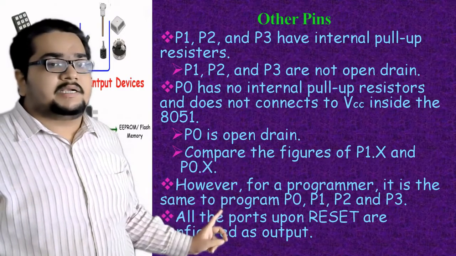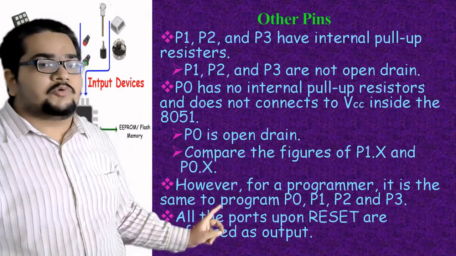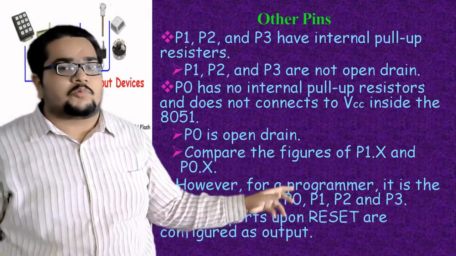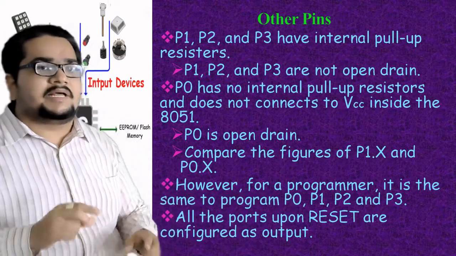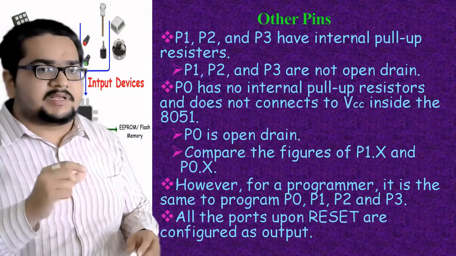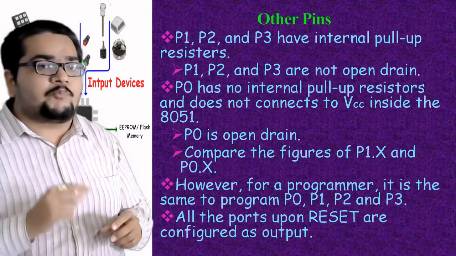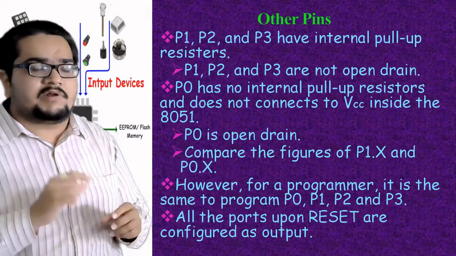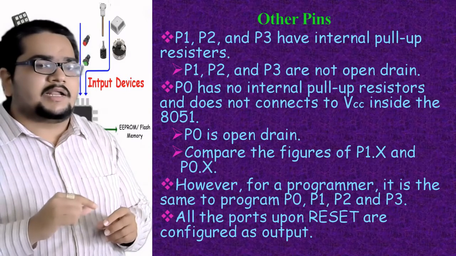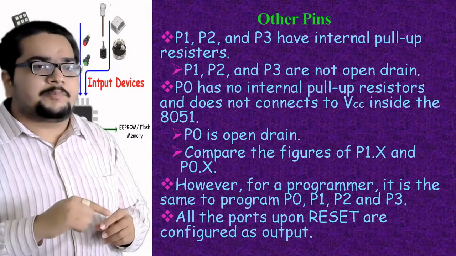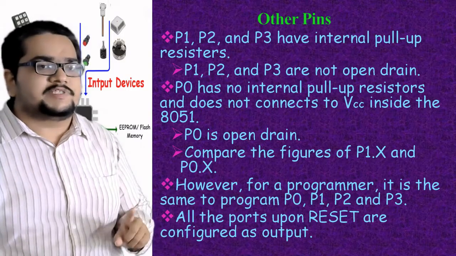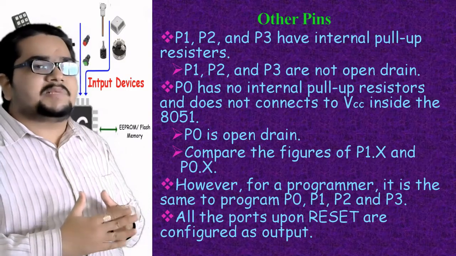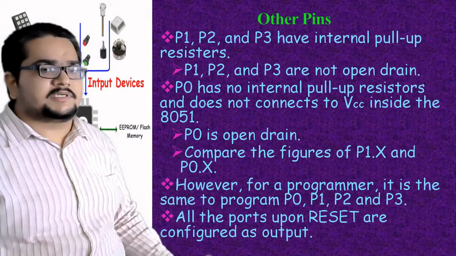However, for a programmer, it is the same whether to program port 0 or port 1 or port 2 or port 3. Just in the hardware, an external set of pull-up resistors will come on the pins of port 0. One side of that array of resistors will be connected to the port pins and the other side will be connected to VCC. Externally, we are pulling up those pins to VCC with the help of resistors.